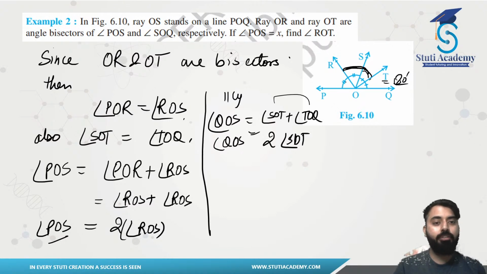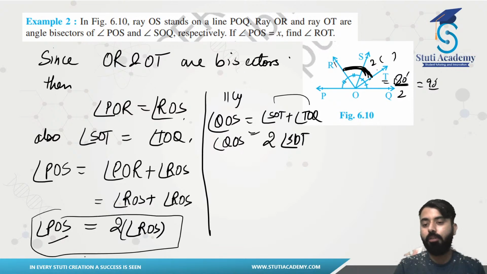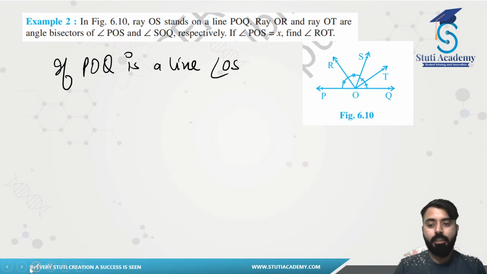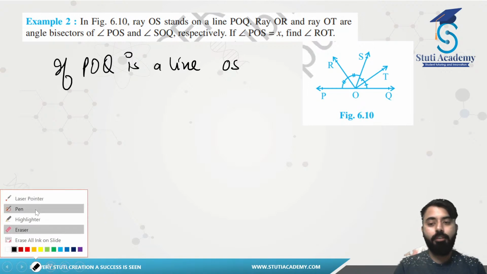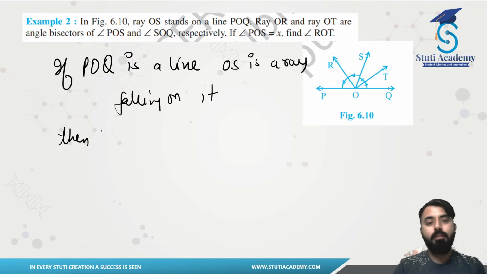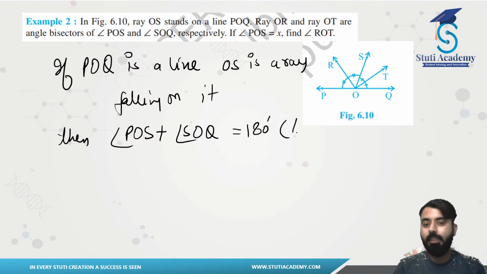If I add these two and take 2 common, the sum of both of these angles will be angle ROT, which will be the same as 180. So ROT will be half of 180, and that should be 90. This is my approach to this question. So remember, we have these two things now. In short, if POQ is a line and OS is a ray falling on it, then angle POS plus angle SOQ will be equal to 180. That will be a linear pair.